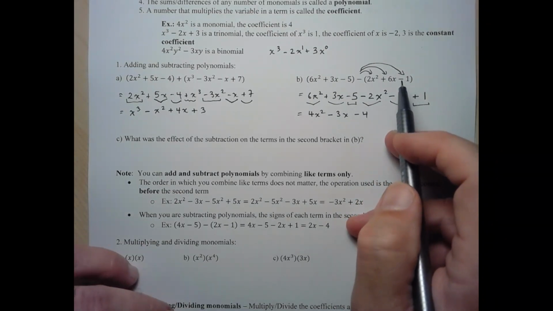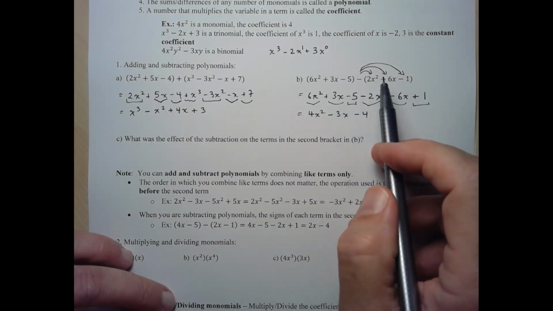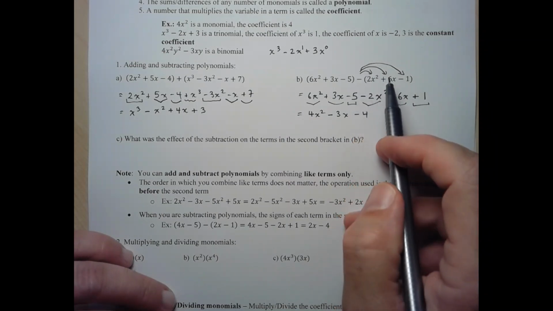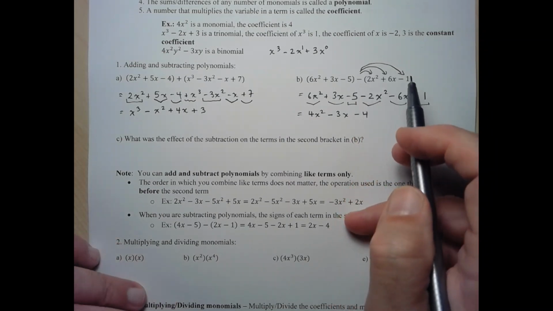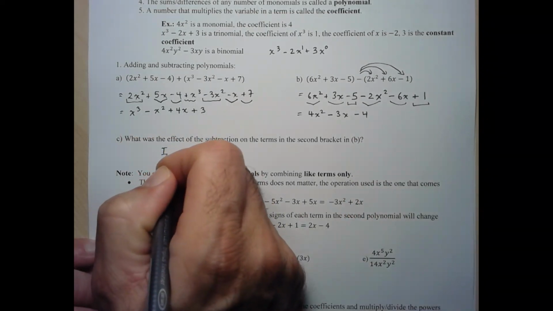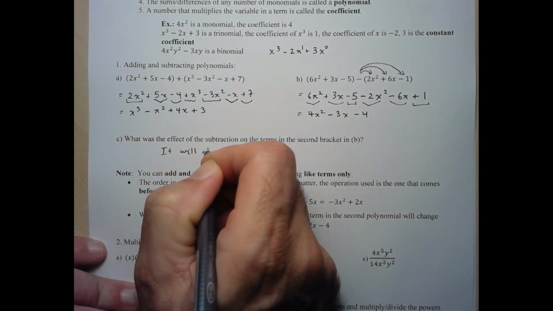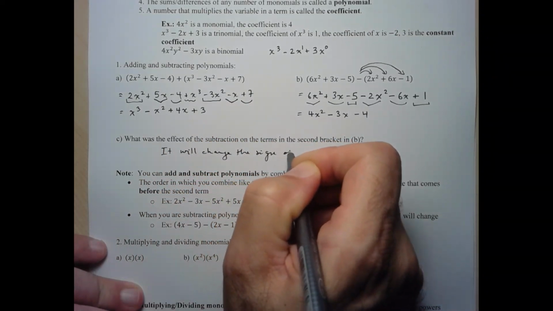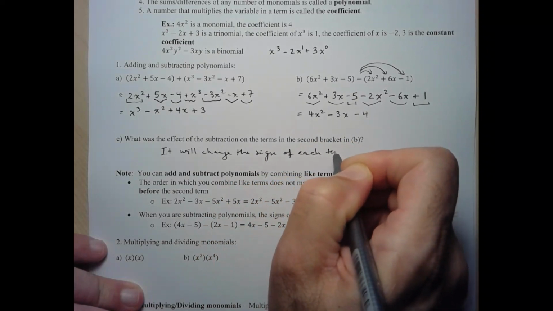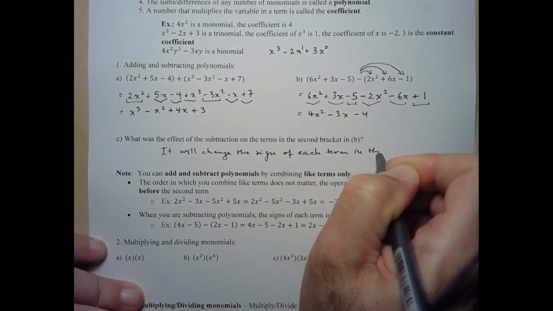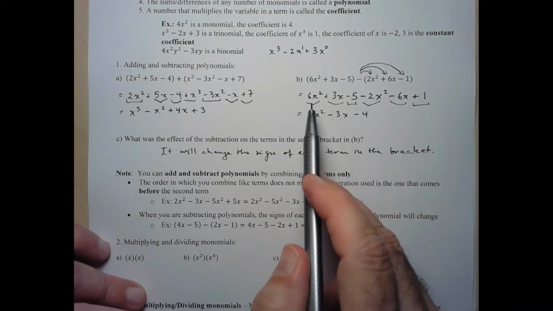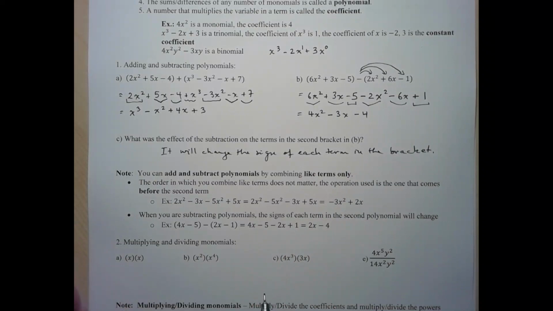So I can reason out that when I'm subtracting a polynomial, it's going to change the sign of each of the terms inside the brackets. Okay, so here we can say it will change the sign of each term in the bracket. And then from there, I can continue on and simplify. All right? So let's put this together. Let's take a look at the notes.